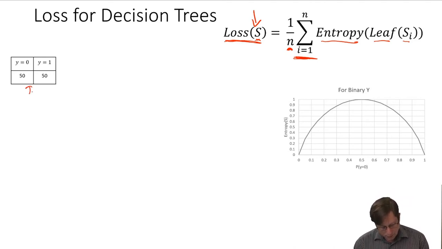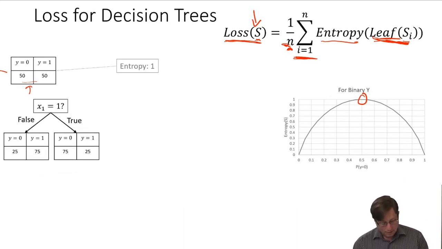Let's calculate through this a little bit. If there's a single node tree, that's just one leaf. Every sample is going to arrive at that same leaf. There are 100 samples here. The entropy of that leaf, it's 50-50, so the entropy is 1. It's 100 divided by the 100 in the sample. And the loss of this particular tree with that particular training set is 1. Entropy is 1, loss is 1. There you go.